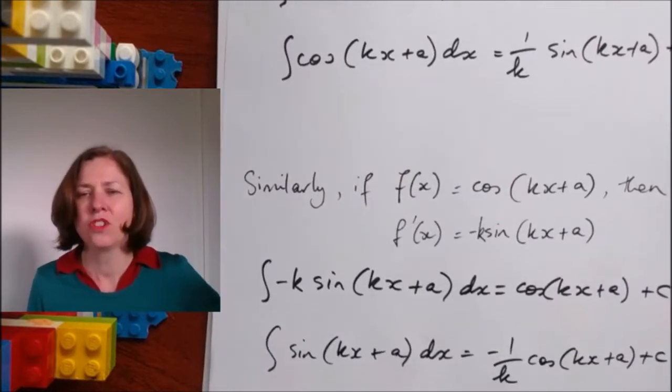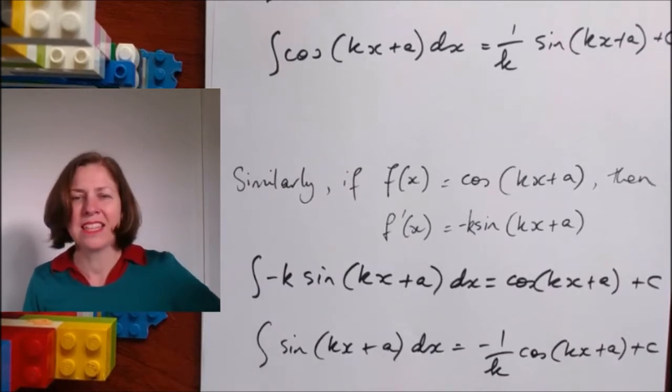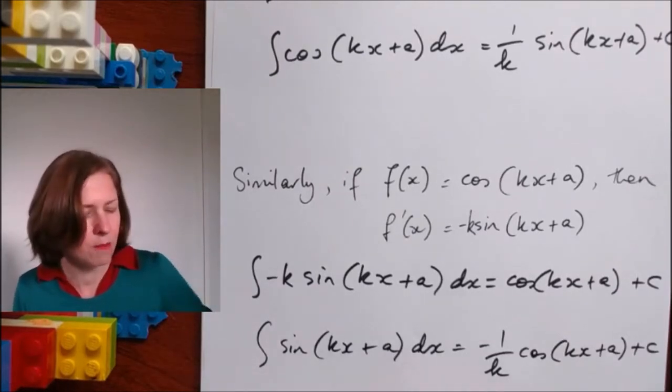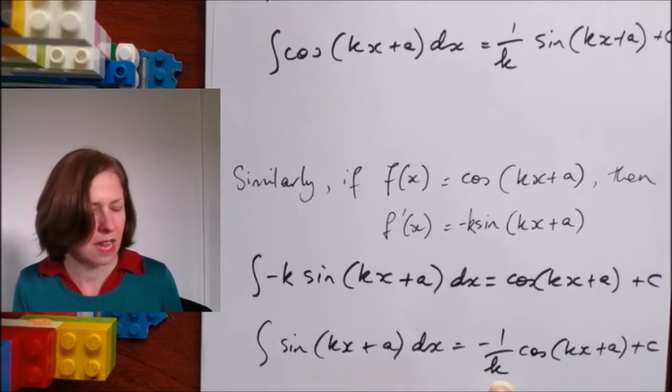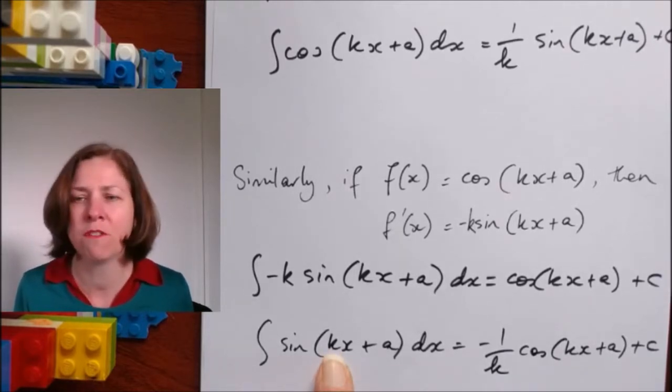There we go. So the important thing to remember again is that when I take the antiderivative of sine, I'm going to get negative cosine. And again, I'm going to divide by the factor of k. That's the coefficient of x there.